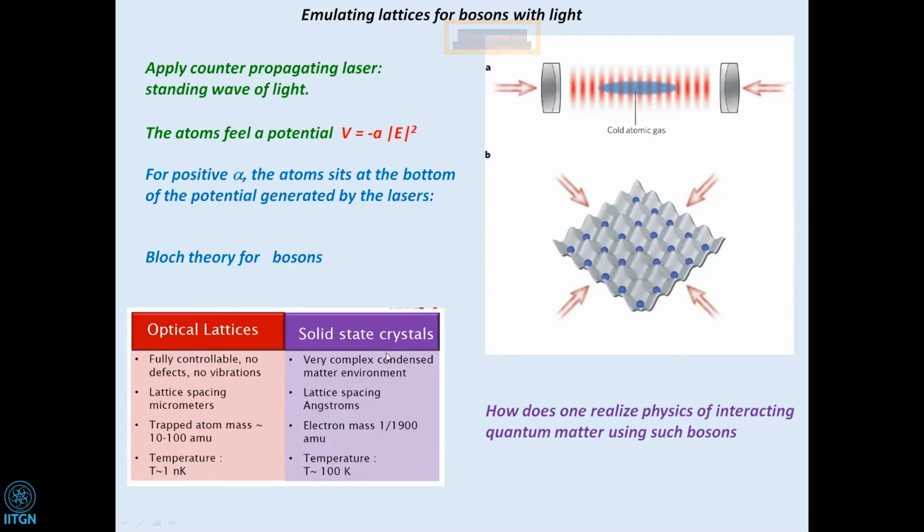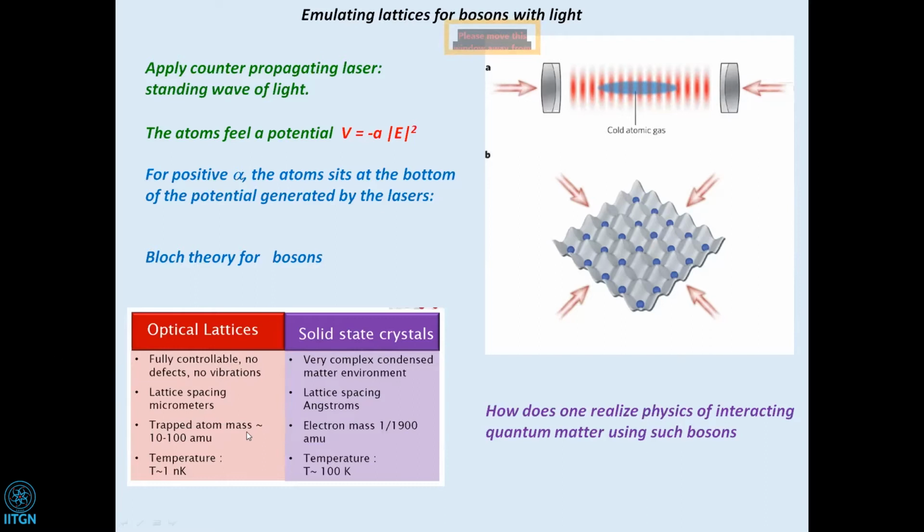Now, here is a comparison between these optical lattices and the crystals that you typically see in solids. First of all, solid crystals are given to you by nature, and they are not prepared. Well, now probably we are getting there, but in general that's the case. But optical lattices are fully controllable. You can make them such that there are no defects, and these lattices do not vibrate in the standard sense of vibration of a solid state lattice. Lattice spacings are in micrometers, and these are much larger compared to lattice spacings in angstroms in solid state crystals.